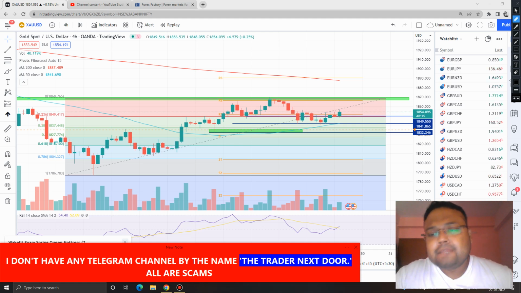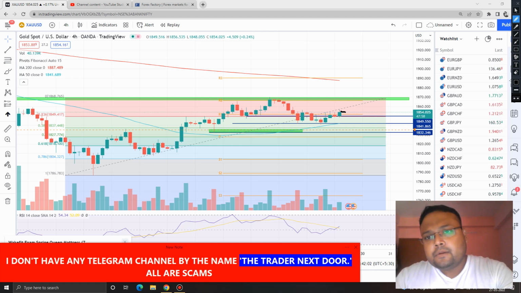Right now, as you can see, the market is standing at 1854, and right now market is trying to go up. If you have a buy position right now, stay in the trade. Market looks good. At least you can expect 20 to 30 pips more from the trade.